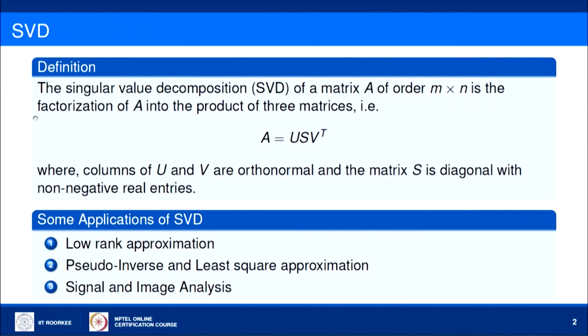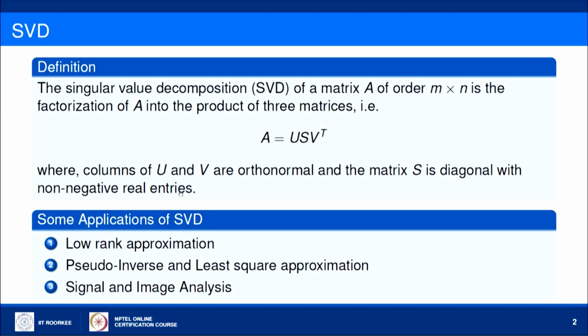So the definition of SVD: the singular value decomposition of a matrix A of order m by n is the factorization of A into the product of three matrices, that is U, S and V, such that A equals U into S into V transpose, where U and V have orthonormal columns and the matrix S is diagonal with no negative real entries.